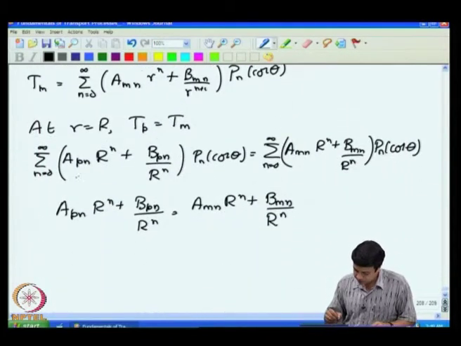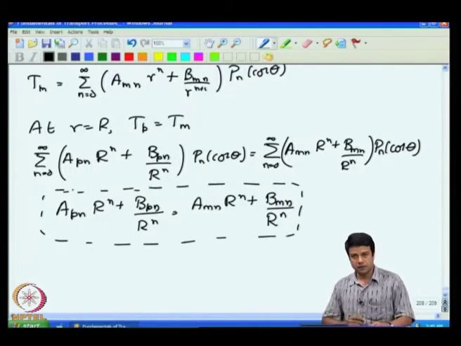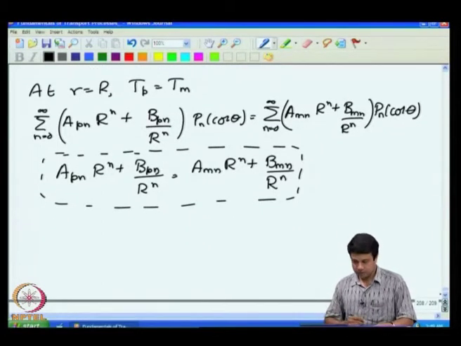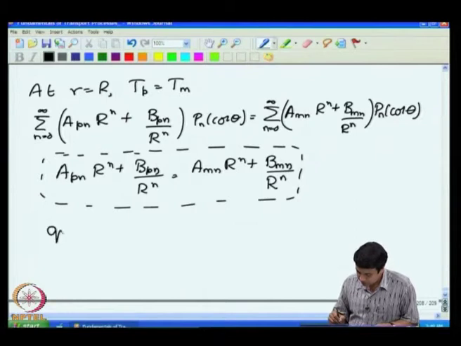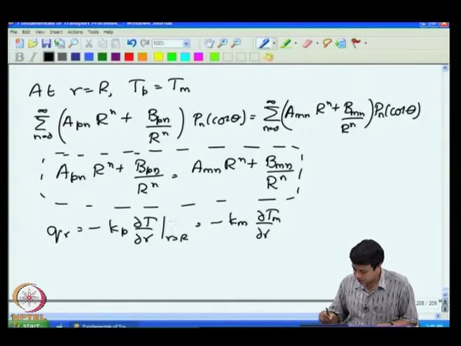So, this is one set of conditions from the temperature being equal at the bounding surface. In addition, the flux is also equal. The flux Qr is equal to minus Kp partial T by partial r at r is equal to R, which is equal to minus Km partial T by partial r for the matrix at r is equal to capital R.